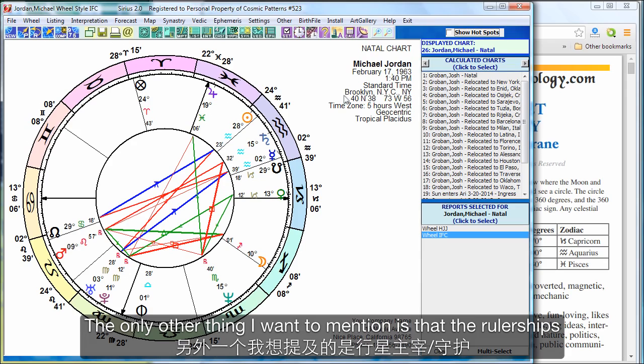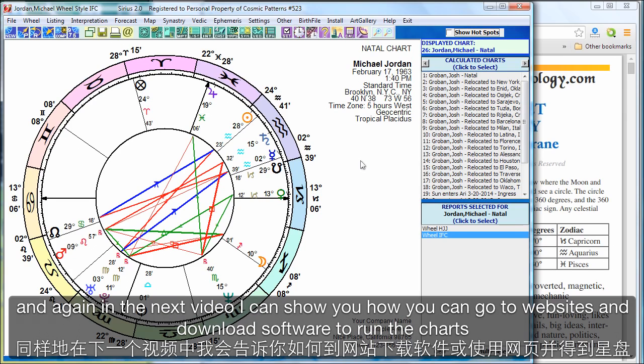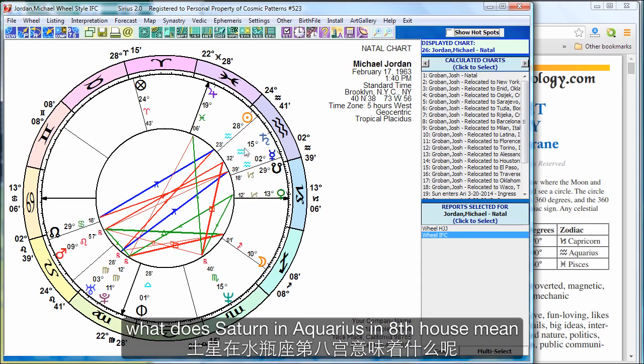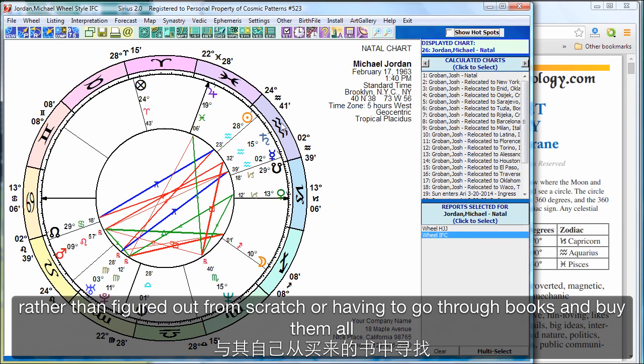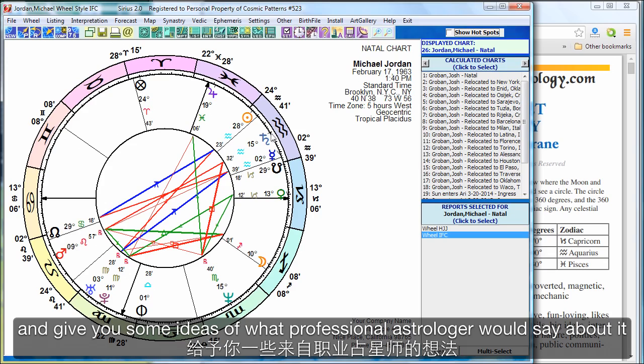The only other thing I want to mention is the rulerships. And that's my last thing to cover today. And again, in the next video, I'll show you how you can go to websites and download software to run the charts, and also to give some interpretations. What does Saturn and Aquarius in the 8th house mean? Rather than figure it out from scratch or having to go through books and buy them all, you can have the software just tell you and to help inspire your thoughts about this and give you some ideas of what a professional astrologer would say about it.